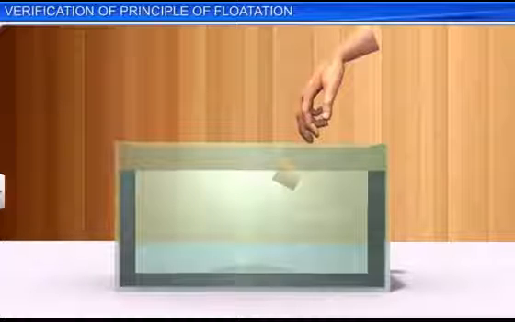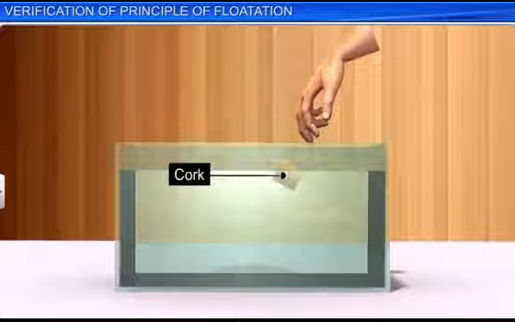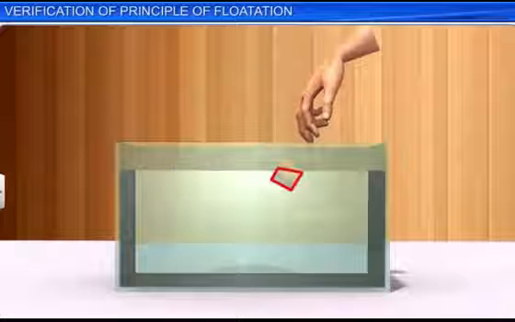The principle of flotation states that when an object placed in a liquid displaces a weight of the liquid equal to its own weight, then it floats. In this case, the upthrust by the liquid on the object is equal to the weight of the object.